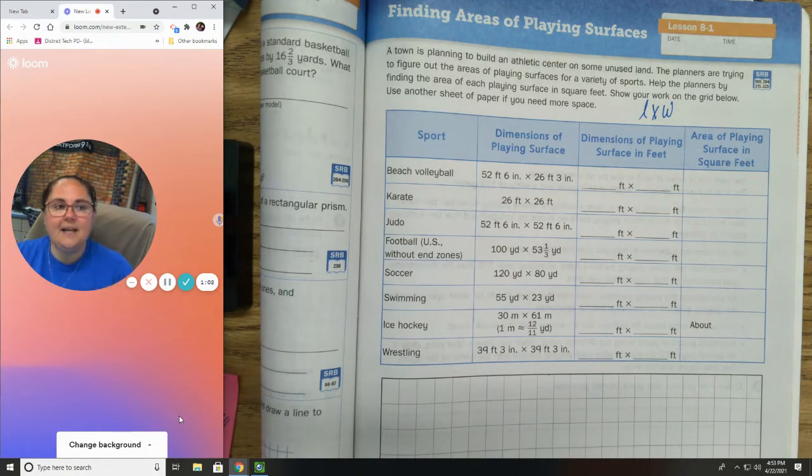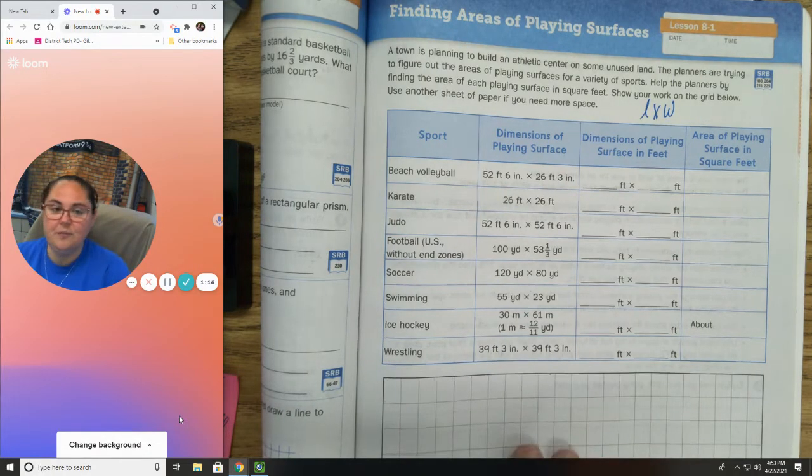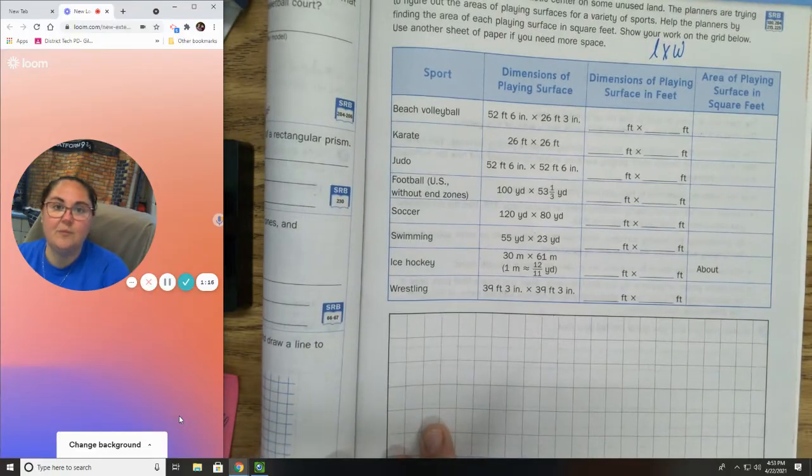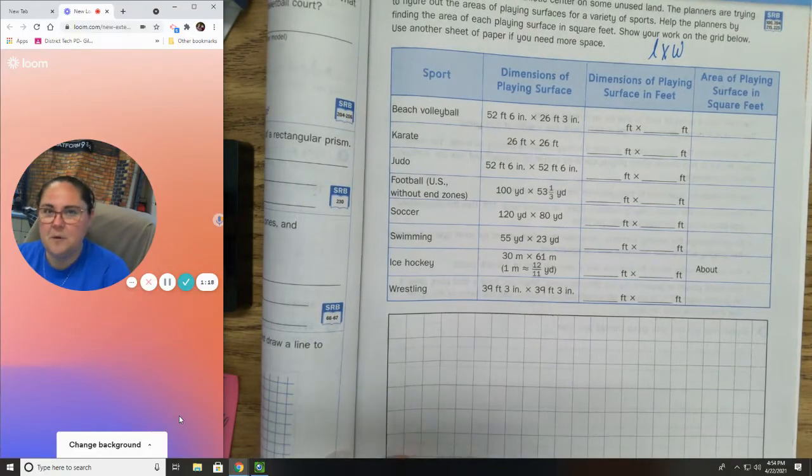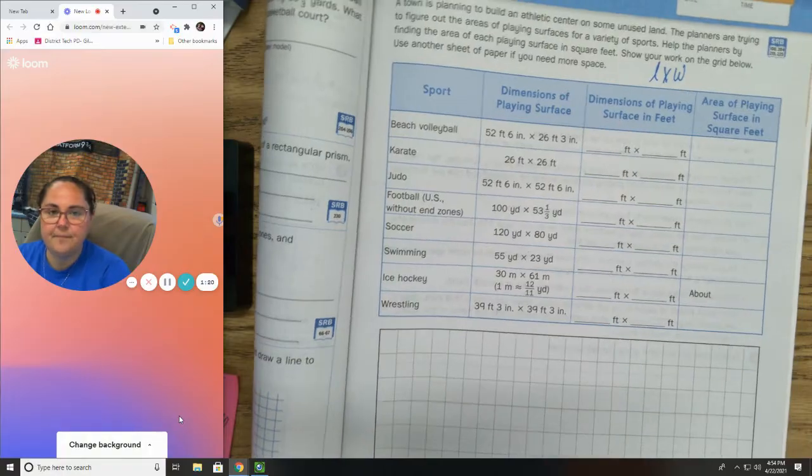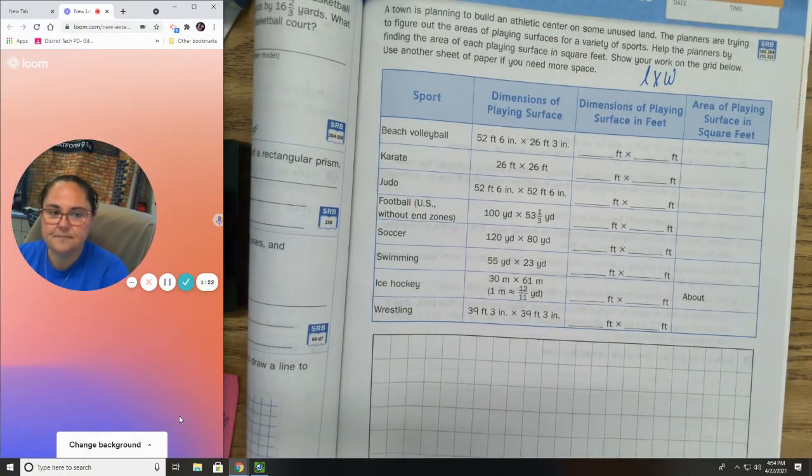A town is about to plan their own building and their own athletic center. So the planners are trying to figure out the areas of the playing surfaces of the kinds of sports. And we're going to help them with that. So we do have a little bit of a grid below, so we can use this when we're doing our multiplication. Remember, I showed you how to do that before. So we're going to do some down here.